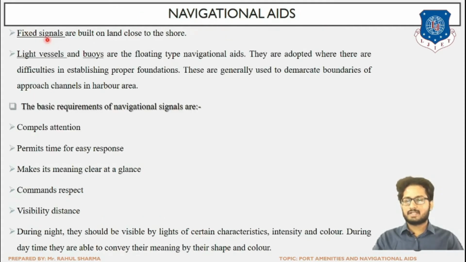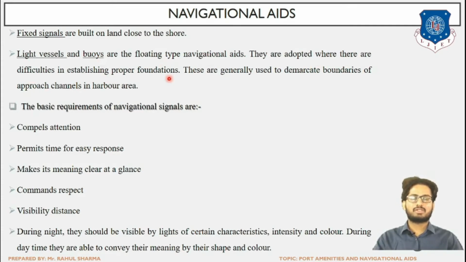Navigational aids, fixed signals are built on land close to the shore. So the fixed type navigational aids are on the shore, that is on the land. Light vessels and buoys are floating type navigational aids which are floating in the water body. They are adopted where there are difficulties in establishing proper foundation.